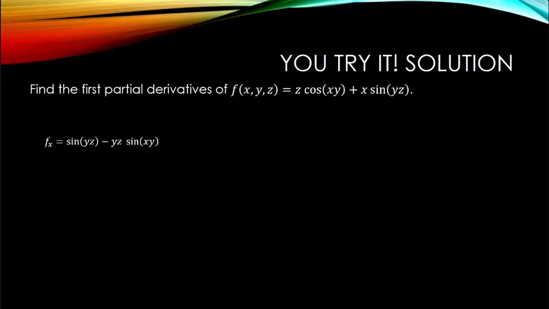The partial derivative with respect to x, fx, is given by sine of yz minus yz times the sine of xy. Fy is equal to xz times the cosine of yz minus xz times the sine of xy. And finally, the partial derivative with respect to z, or fz, is given by the cosine of xy plus xy times the cosine of yz.